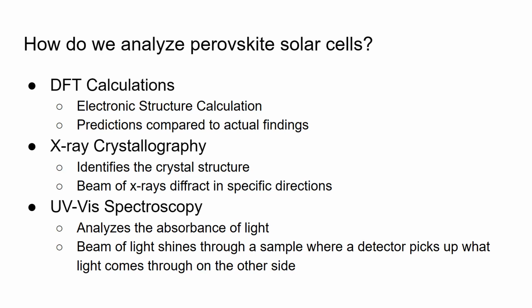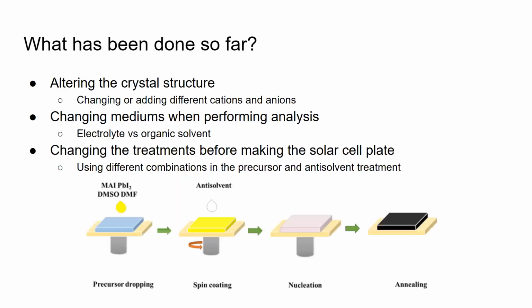But for the purposes of this presentation, all you need to know: DFT calculations are used to predict and then compare to what you actually find. X-ray crystallography is used to identify crystal structures by looking at diffracted rays of X-ray. And those specific directions tell you the structure. And then UV-vis spectroscopy will analyze that absorbance of light and give you a, okay, this is how good the solar cell is.